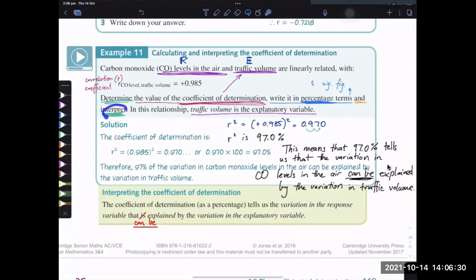So when they ask us to interpret as well, we need to use this framework here. Can I just get a thumbs up or thumbs down if you know how to calculate the R-square value? 1, change it to a percentage, 2, and then interpret it, 3.